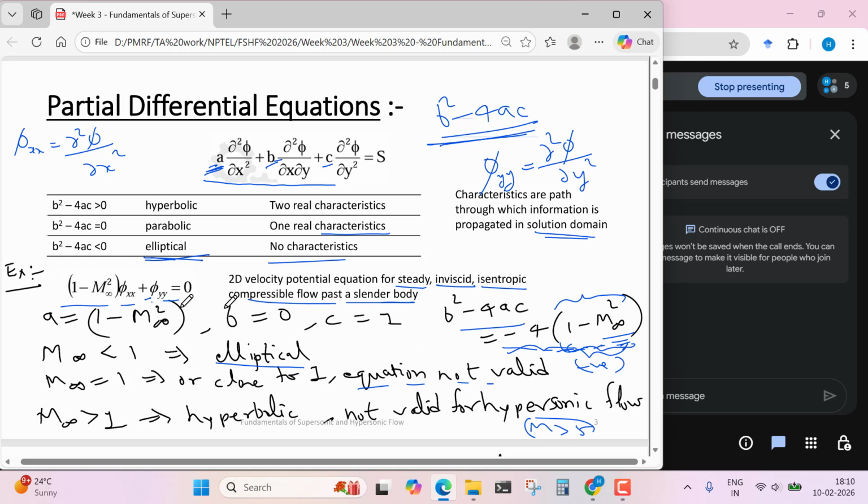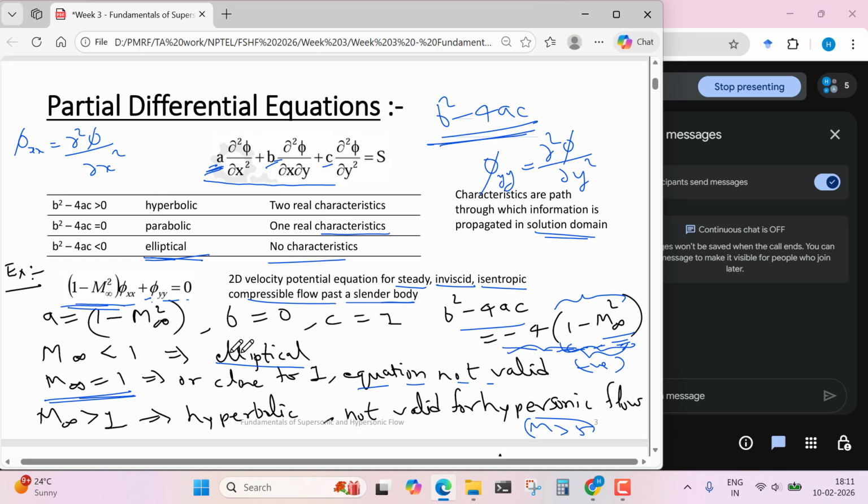But the thing is that when this equation was derived, it was mentioned in the class, you might have noticed, that this equation is not valid near Mach number close to 1. So we cannot use this equation at M∞ equal to 1. And for M∞ greater than 1, the term (1 − M∞²) will be negative and this whole term will become positive due to the negative sign. So b² − 4ac will be positive, and the equation will be a hyperbolic partial differential equation.